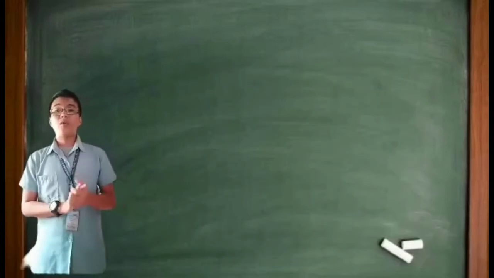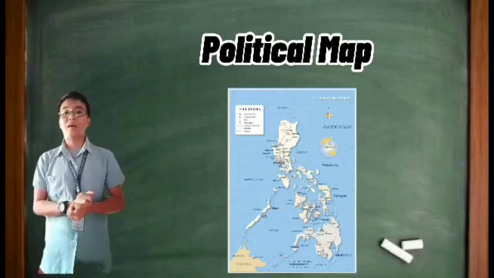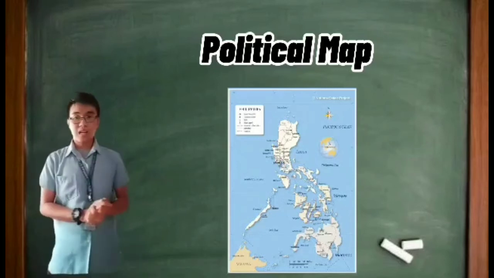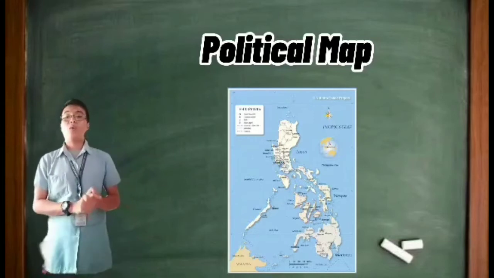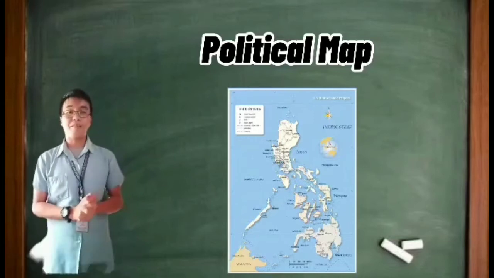And the fourth one is the political map. What is a political map? A political map gives detailed information about countries, provinces, cities and towns. Roads and highways, oceans, rivers, and lakes are the main features of most political maps.